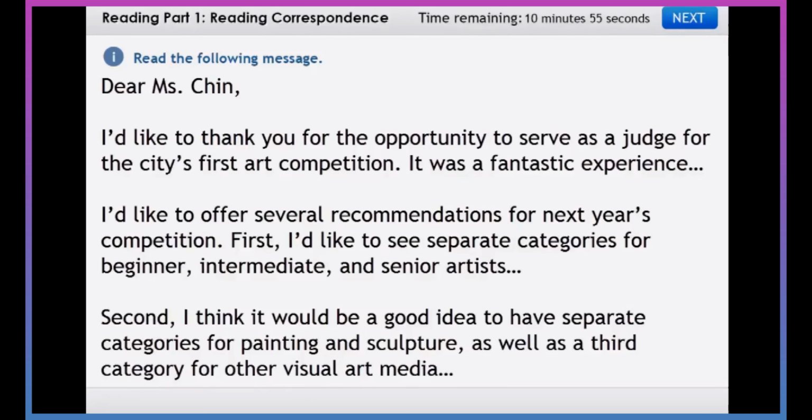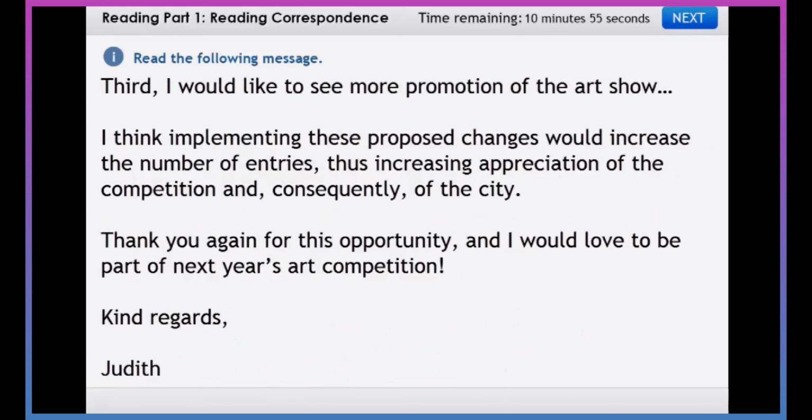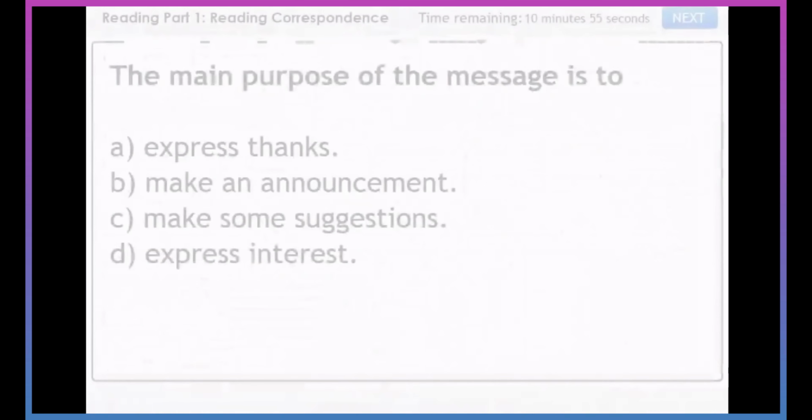Dear Miss Chin, I'd like to thank you for the opportunity to serve as a judge for the city's first art competition. It was a fantastic experience. I'd like to offer several recommendations for next year's competition. First, I'd like to see separate categories for beginner, intermediate, and senior artists. Second, I think it would be a good idea to have separate categories for painting and sculpture, as well as a third category for other visual art media. Third, I would like to see more promotion of the art show. I think implementing these proposed changes would increase the number of entries, thus increasing appreciation of the competition and, consequently, of the city. Thank you again for this opportunity, and I would love to be part of next year's art competition. Kind regards, Judith.